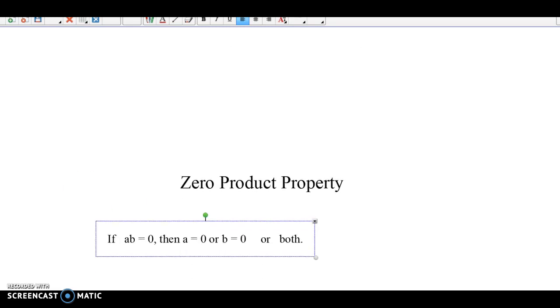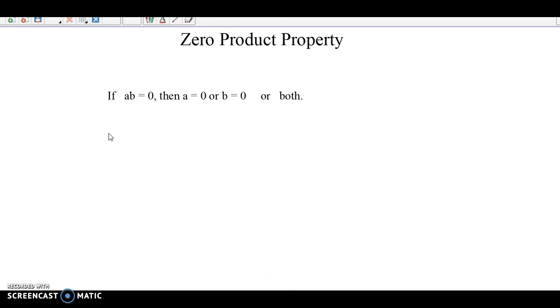This is something called the zero product property. The zero product property is going to say that if the product of a and b is 0, then one of them, either a is 0 or b is 0, or both. This is a pretty important thing for us.